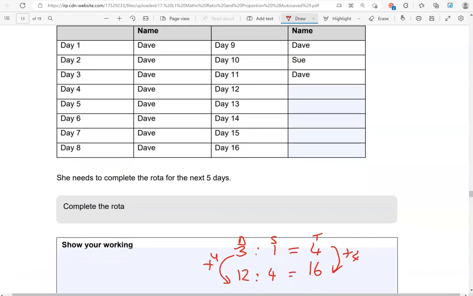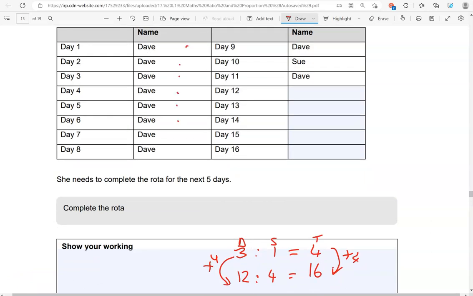So for Dave, we've already got 1, 2, 3, 4, 5, 6, 7, 8, 9, 10 days. So we need 2 more. And for Sue, we've got 1. So we need 3 more. Now, we're not given any more information, so we could complete this in different ways. So I could put just Dave, Dave twice, and then Sue, Sue, Sue. Any combination is possible as long as you put 2 days for Dave and 3 days for Sue.